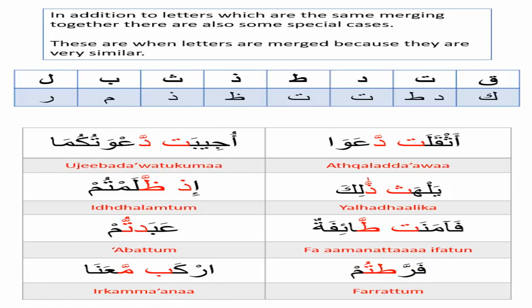Farrattum, farrattum. So you can see that there's a slight essence of the ta when it goes into the ta. This is called Idghaam naqis. You don't need to worry about it for now. But all you need to know is that when we're saying the ta into the ta, then you need to do this. Okay? This is wajib according to the way of Hafs.